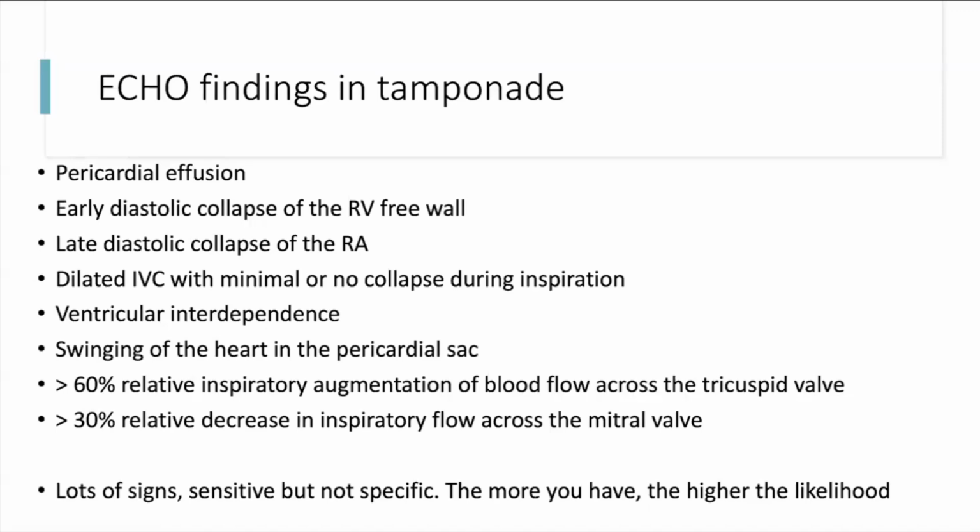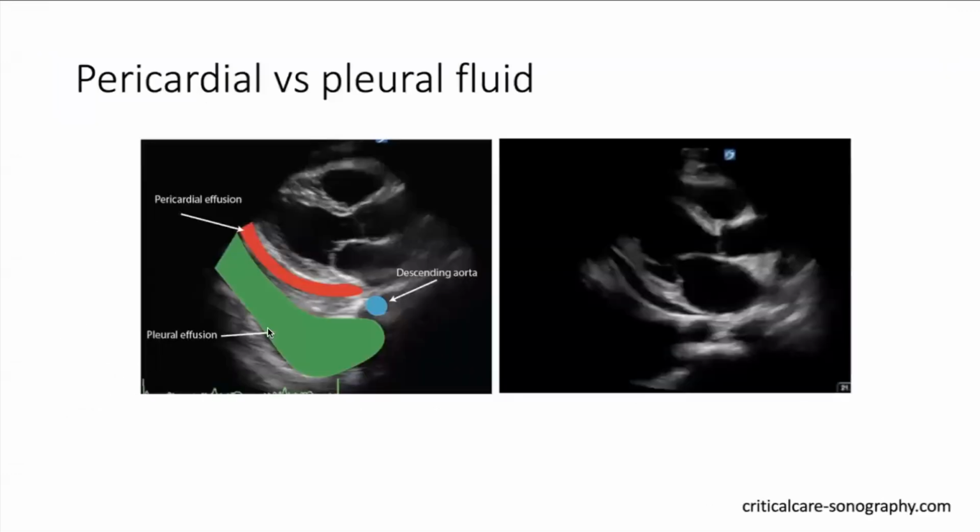And then you can also see ventricular interdependence, which basically causes clinically pulsus paradoxus, and also swinging of the heart in the pericardial space, which we see on ECG reflected as electrical alternans. And this is also a very important part of the assessment of pericardial tamponade. You'll have to see respiratory variation in the tricuspid inflow and the mitral valve inflows. And I'll show you more pictures of this.